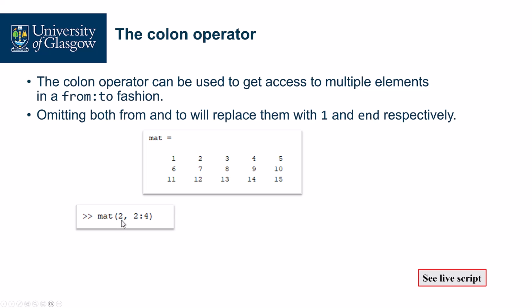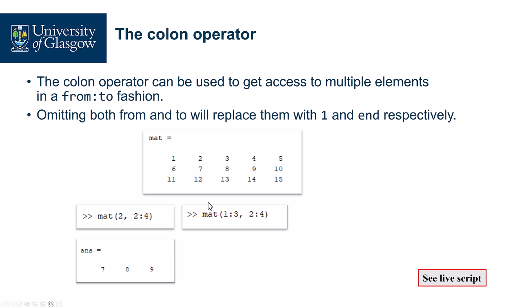2 is in the row place. So it means I want to get the second row. Okay, second row is here. The 2:4 is at the column position. So it means 2:4 refers to the column, the second column to the fourth column. Second column, 2, 3, 4. The fourth column is here. So we should have this. Right. So let's see if it's correct. Yeah, 7, 8, 9.